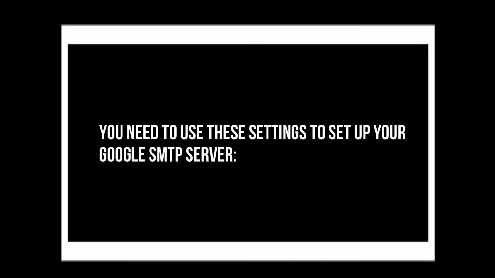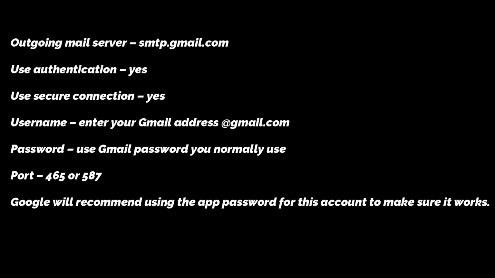You need to use these settings to set up your Google SMTP server. Outgoing mail server: smtp.gmail.com. Use authentication: yes. Use secure connection: yes. Username: enter your Gmail address at gmail.com. Password: use the Gmail password you normally use. Port: 465 or 587. Google will recommend using the app password for this account to make sure it works.